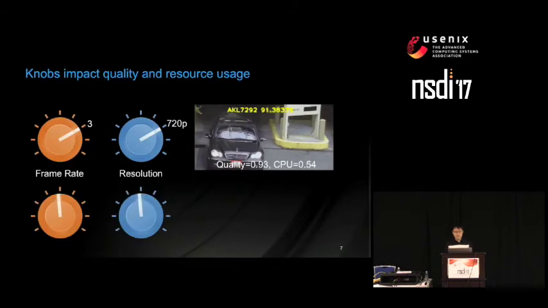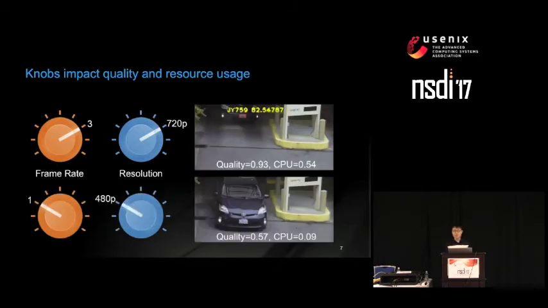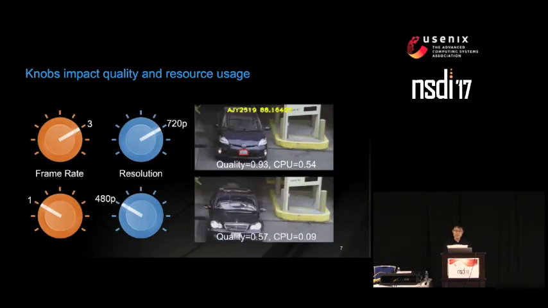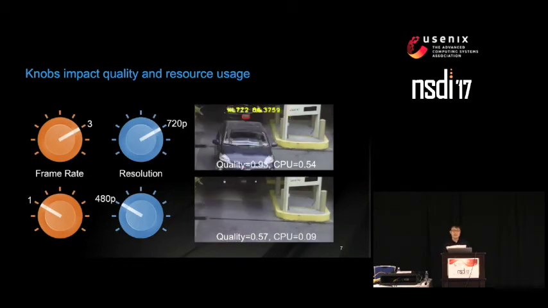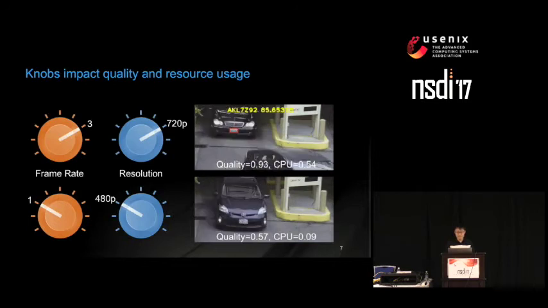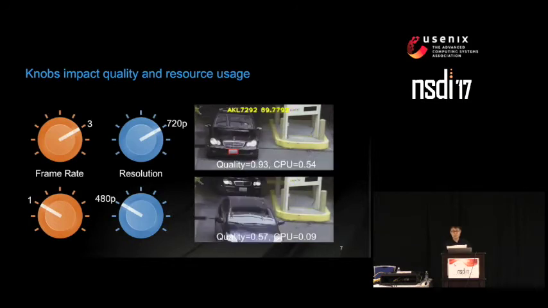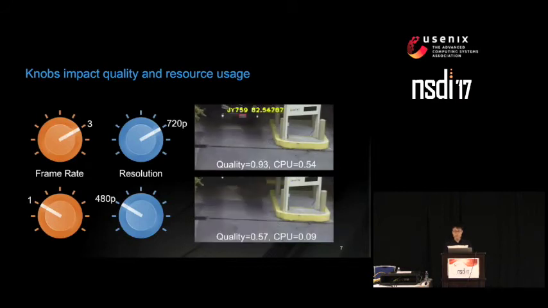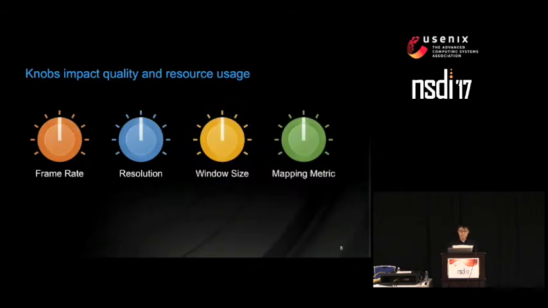On the flip side, if we sample the frames to process only 1 frame per second and run it at 480p resolution, then with this configuration the quality of reading license plates is much lower, at 57%, and it could sometimes also miss some cars. The resource usage is also lowered to only 0.09. All these knobs have different impact on both resource usage and quality.